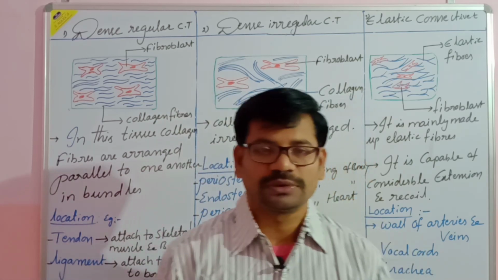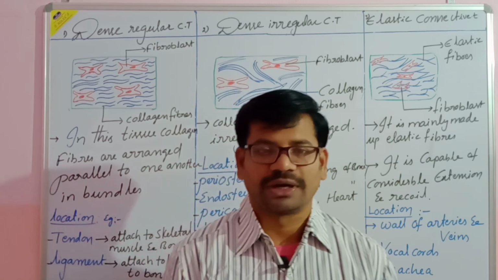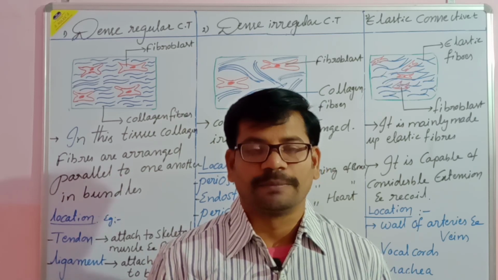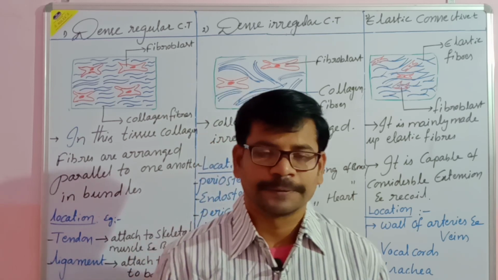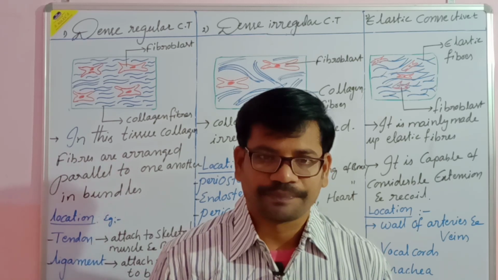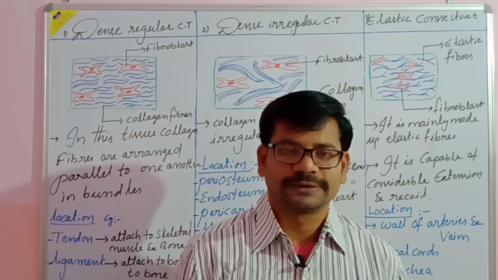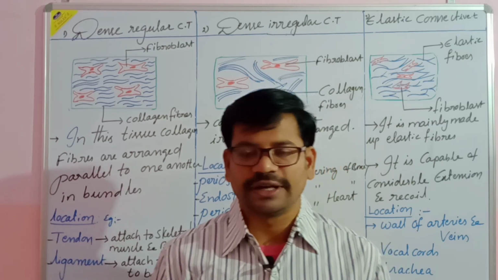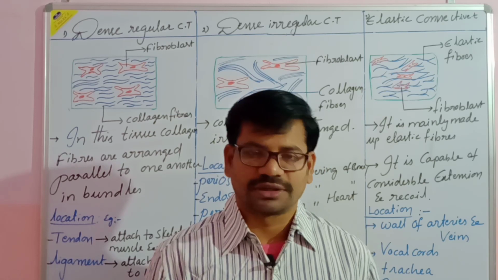Today we are going to talk about a very important part of the connective tissue, which is dense connective tissue. Basically, dense connective tissue is made up of more fibers, fewer cells and very little ground substance. This is a special characteristic of dense connective tissue. It is basically divided into three types based on the arrangement of fibers. One is dense regular connective tissue, one is dense irregular connective tissue, and the third one is elastic connective tissue.